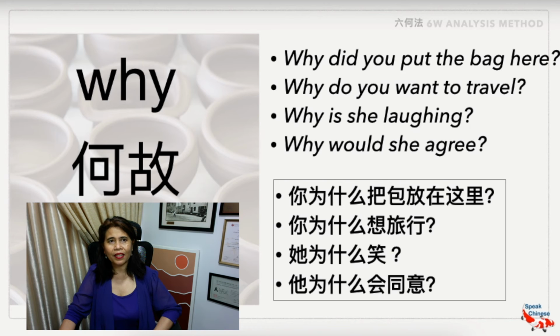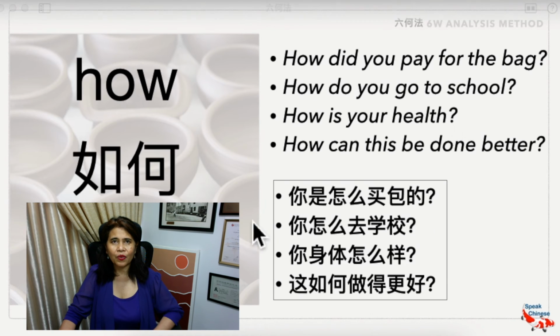Next, how? How did you pay for the bag? 你怎么买包的? How do you go to school? 你怎么去学校? How is your health? 你身体怎么样? How can this be done better? 这如何做得更好? 如何? 怎么? How?